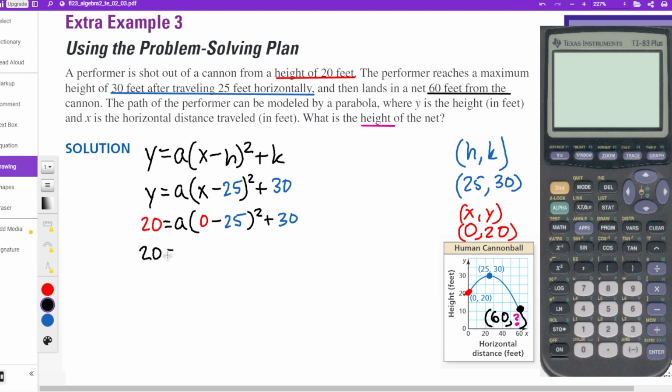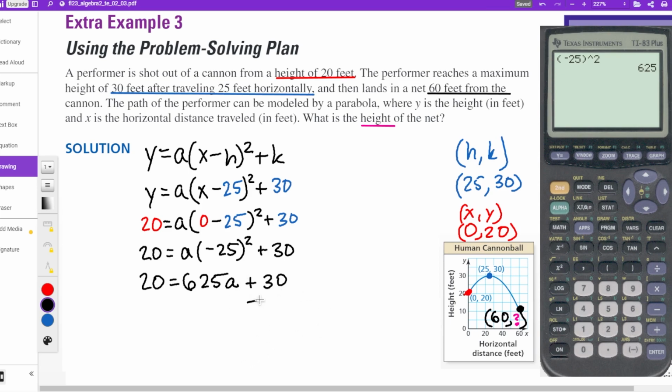On the left is 20. On the right, we can do 0 minus 25 first. So that gives us negative 25 squared plus 30. And then square the negative 25. If you don't have your 25 times tables memorized, you can use a calculator. So remember, negative 25 goes in parentheses to the power of 2. So that gives us positive 625. 20 equals positive 625 times a plus 30.